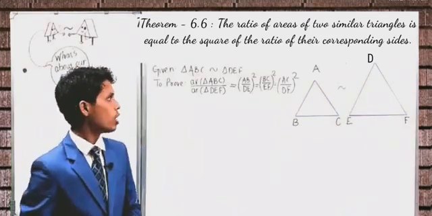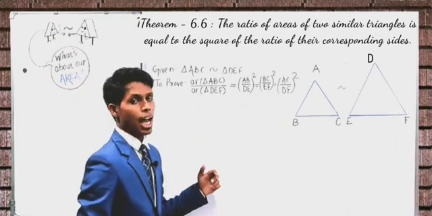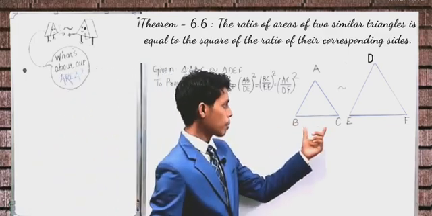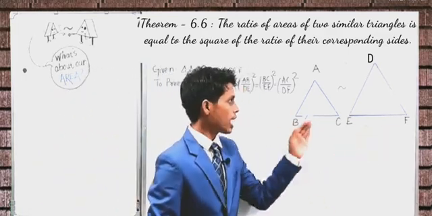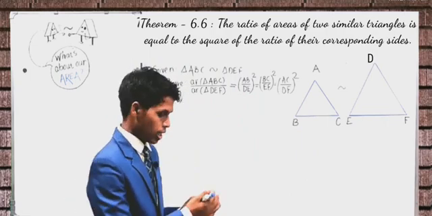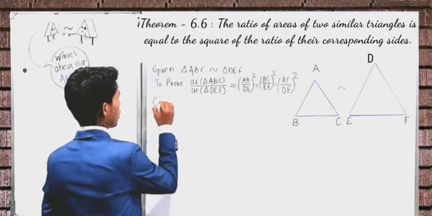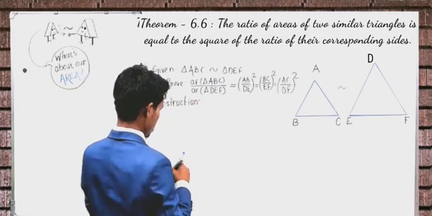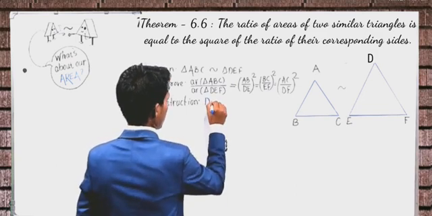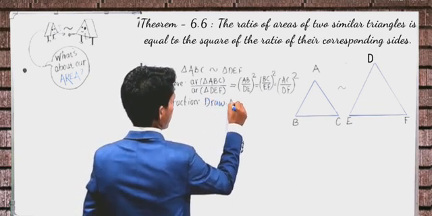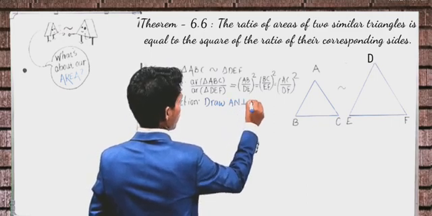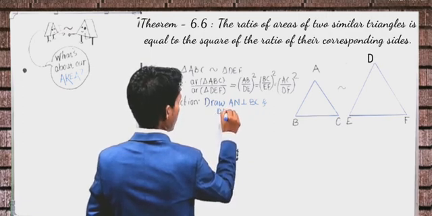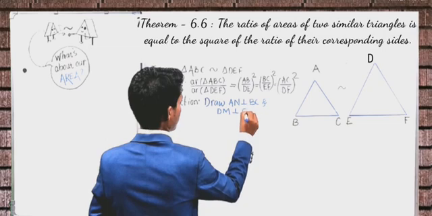Now let's move to the proof. Here we know area of a triangle is equal to half into base into height. So here we can take BC as base and here EF as base, but there is no height. So let's draw the height first. We'll write here construction: we have to draw the heights. Draw AN perpendicular to BC and DM perpendicular to EF. So let's draw.